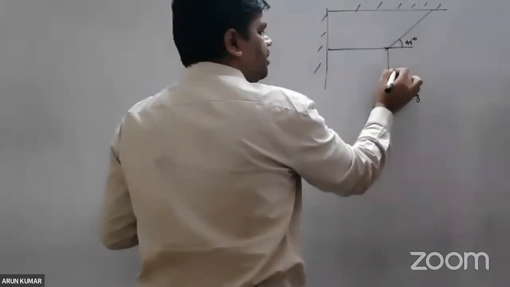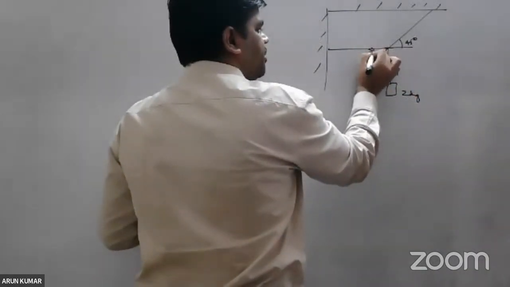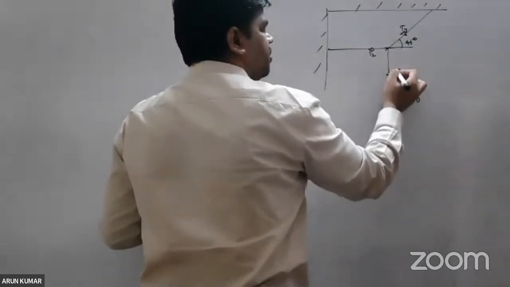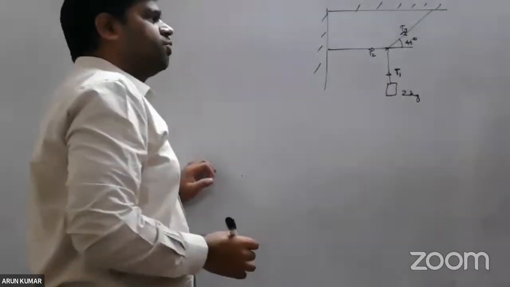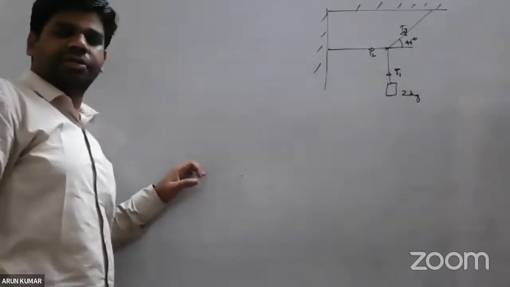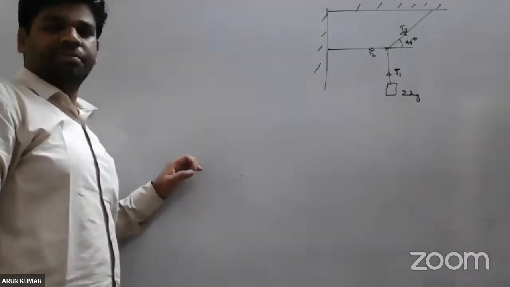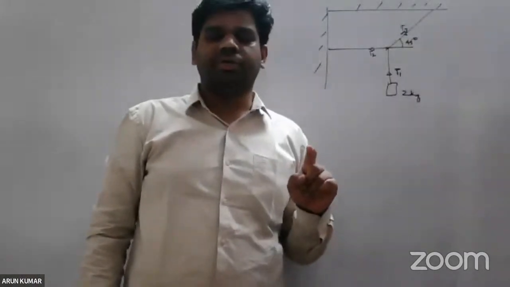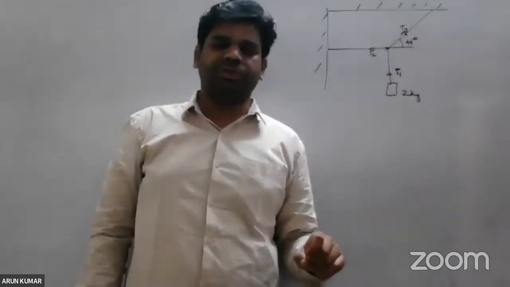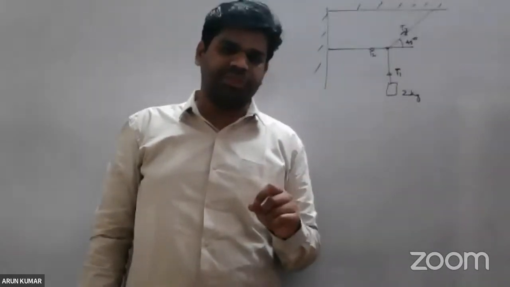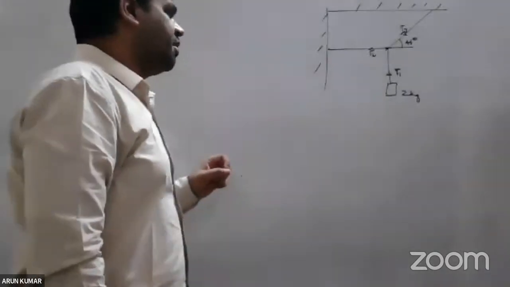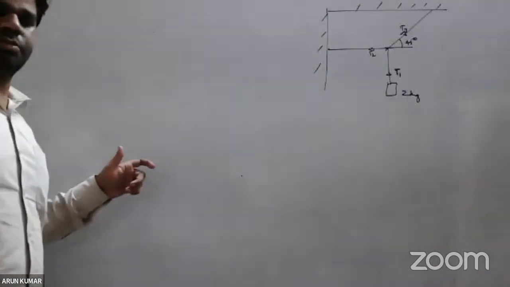This is T1, T2, T3. Alright, required to find tensions. So what do we do? It's in equilibrium. Particle is in equilibrium. If the particle is in equilibrium, net force along x direction should be zero. Net force along y direction should be zero. Net force along z direction should be zero. That's sigma F should be zero. If sigma F is zero, sigma Fx is equal to zero, sigma Fy equal to zero, sigma Fz is equal to zero.